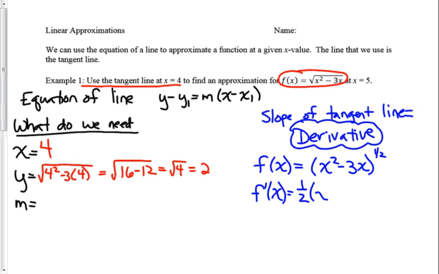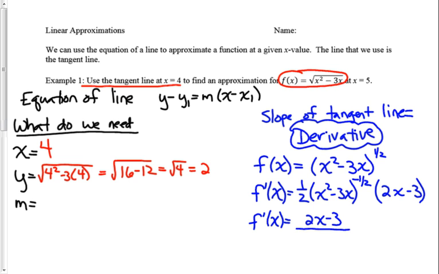So I bring the 1/2 down, x squared minus 3x is now raised to 1/2 minus 1, which is negative 1/2. I need to multiply by the derivative of the inside, which is 2x minus 3. So I'm going to rewrite that not in calculus-friendly terms, but in arithmetic-friendly terms. So I really have a 2x minus 3 on the top. On the bottom, I have a 2, and I have a square root of x squared minus 3x. That is on the bottom because of the negative exponent that I have. So I don't want the actual derivative. I want the derivative at x is equal to 4.